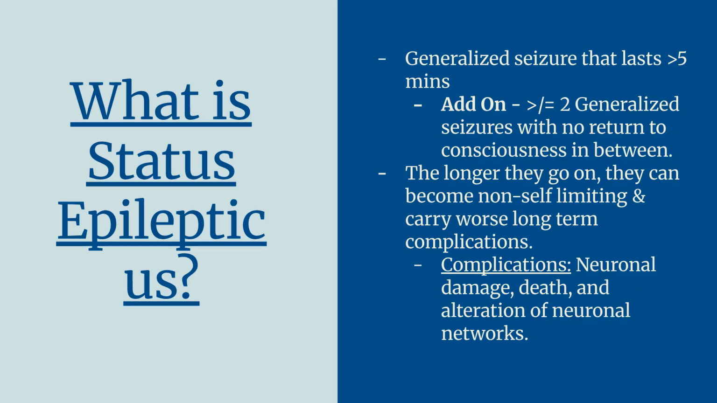All right, so let's dive into what is status epilepticus. Status epilepticus is classified as a generalized seizure that lasts for more than 5 minutes. An addendum has also been added on to include greater than or equal to two generalized seizures with no return to consciousness in between them. These seizures are problematic because the longer they continue, they can become non self limiting and lead to neuronal damage and death, seriously altering neuronal networks and increasing the likelihood of future seizure events. The duration of these seizures are clinically important because, as we will discuss in a few slides, this determines how refractory the seizures are and what treatments will be the most effective.